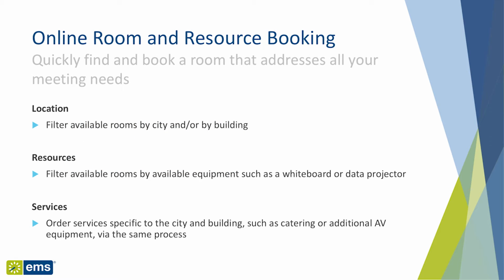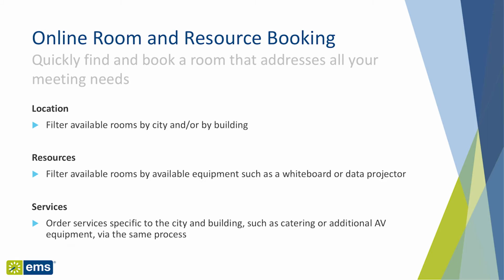Everyday users can filter rooms available by their location, such as a city or building. They can also filter by the resources available in that room, such as a whiteboard or a data projector. Lastly, they can also order services specific to that city or building, such as catering or additional AV equipment. And they can do this all via the same process in which they book and request that room.